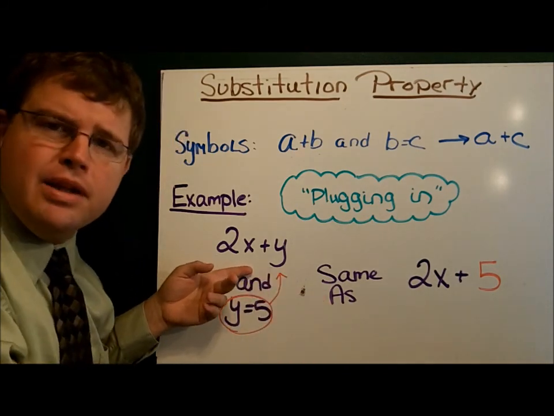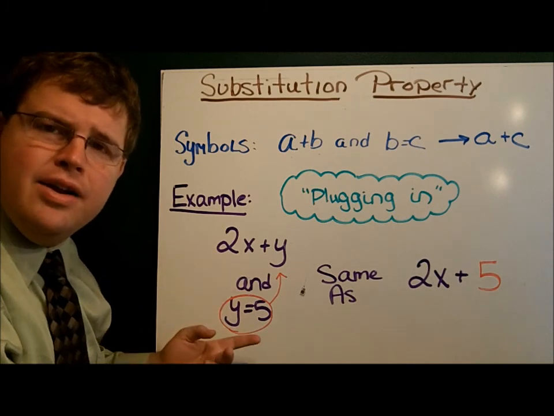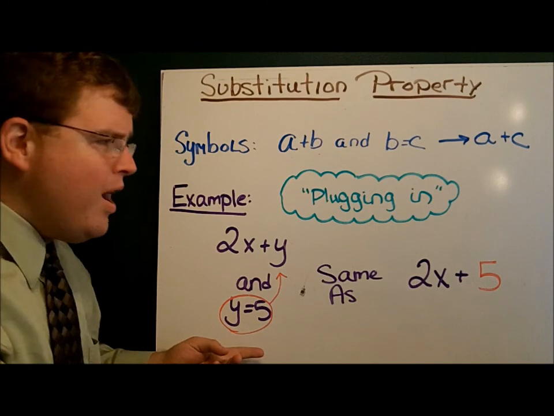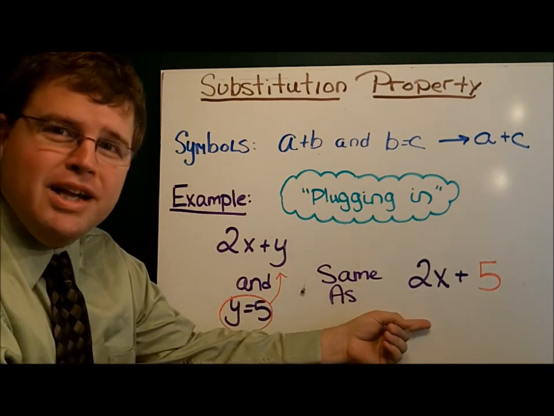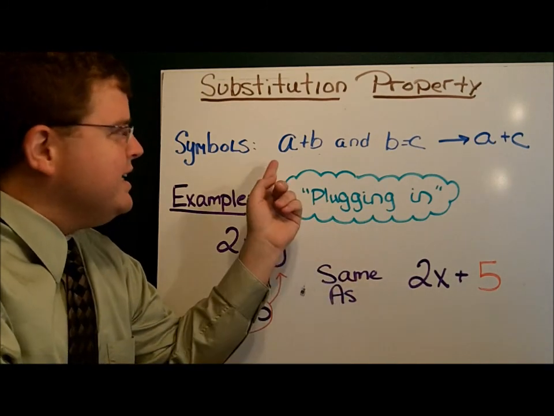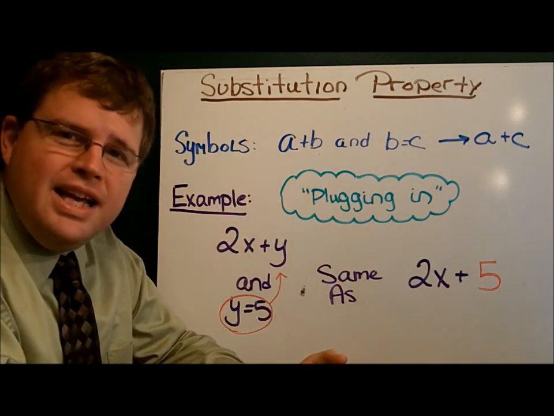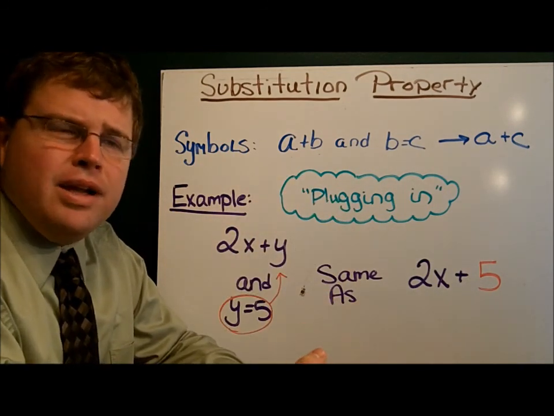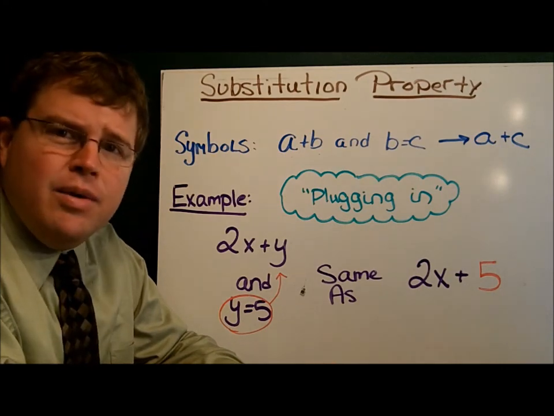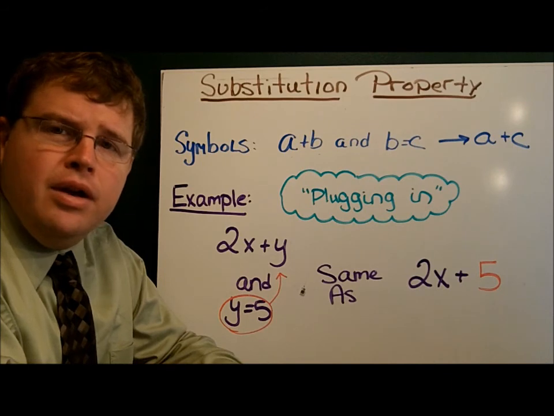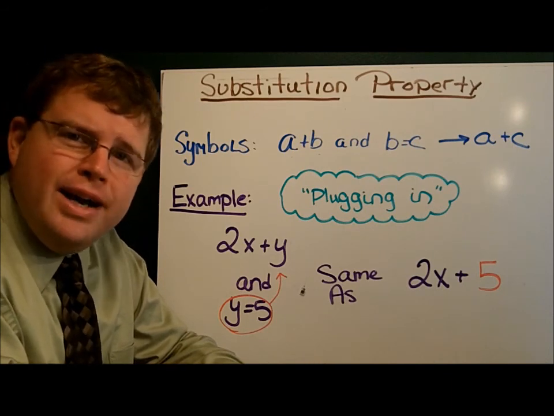So the substitution property simply looks like this. If you have something like 2x plus y, and you know that y equals 5, well, you can plug that 5 in for y. So you have 2x plus 5. In symbols, if you have a plus b, and you know that b equals c, well, a plus c is the equivalent expression. That's the substitution property. Closely related to that is the transitive property.